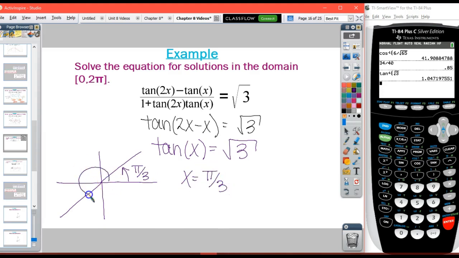To find this other solution, we can see that they're 180 apart. So in radians would be pi apart. And so my other angle would end up being 4 pi over 3.